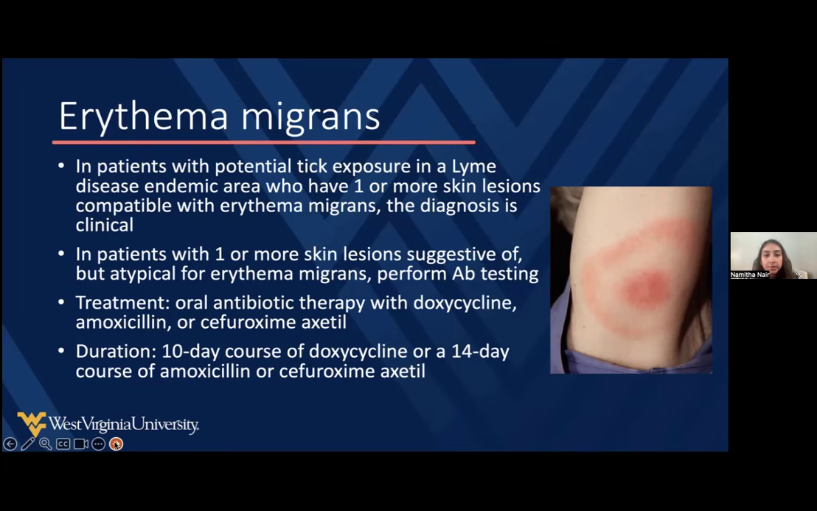So in patients who have a potential tick exposure in an endemic area for Lyme disease with 1 or more skin lesions looking like this, the diagnosis is usually clinical. But if you have a patient who has a similar presentation, but you're not seeing this classic target-shaped lesion, you can consider performing antibody testing. And the treatment is usually oral antibiotic therapy. So you can use the same medications that you had used for treating Lyme arthritis, the first oral regimens. So doxycycline, amoxicillin, or cefuroxime. And it's usually a 10-day course if you're choosing doxy, or a 14-day course if you're choosing amoxicillin or cefuroxime.